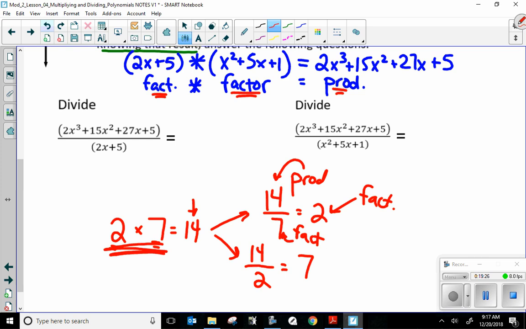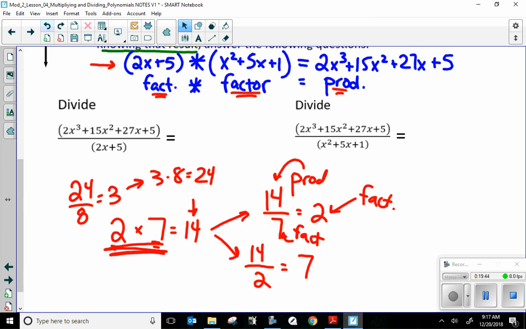So if I have 24, and I want to divide it by 8, I know that's 3. How come? Because 3 times 8 is 24. All right? We're going to use that same thought process for what I have written up here in blue. All right? So I'm going to erase all this in red. So here we go.